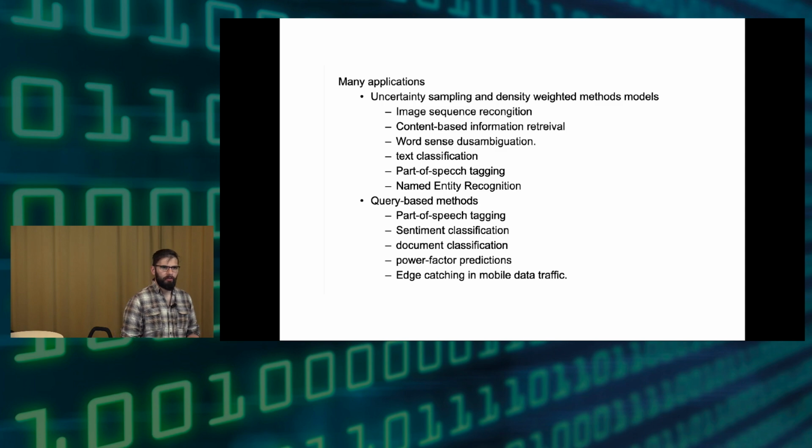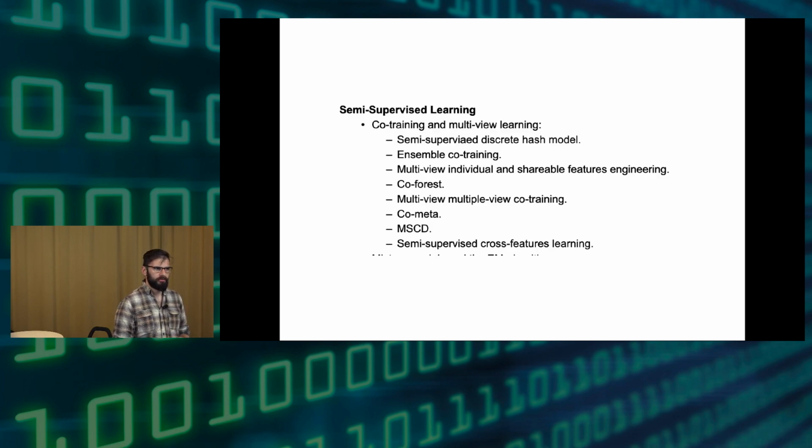We found many applications for this, like image sequence recognition, content-based information retrieval, word sense disambiguation, text classification, part of speech tagging, and so on. A lot of applications, and the same for query-by-committee methods: a lot of part of speech tagging, sentiment classification, document classification, power factor predictions, edge caching in mobile traffic, among others. So a lot of classification tasks.